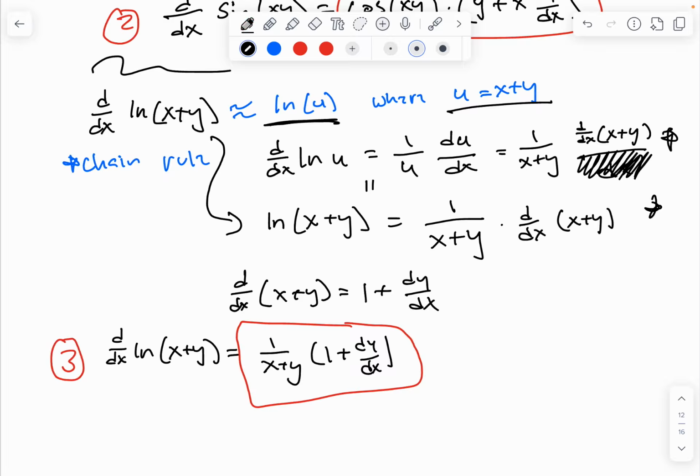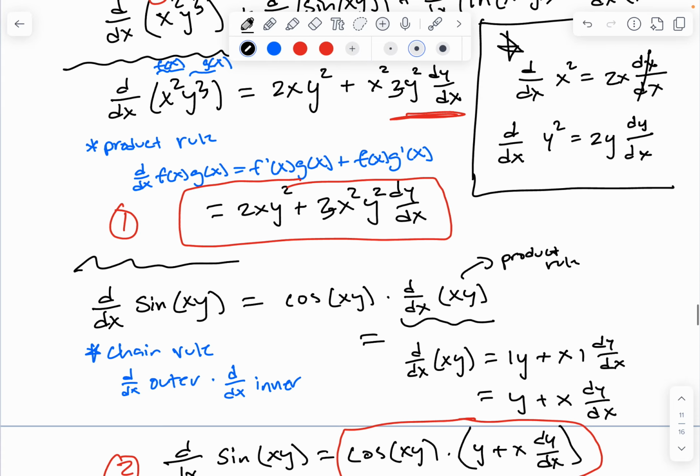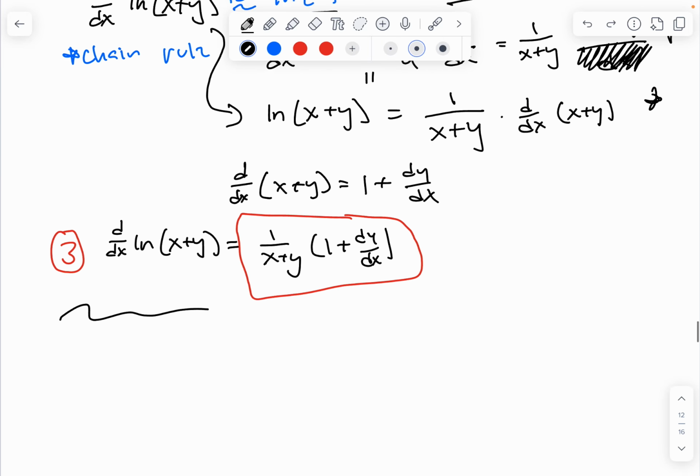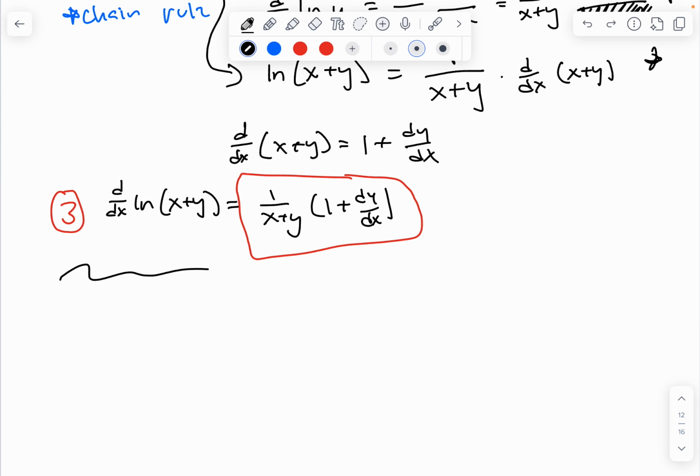So now let's move on to the right side of the problem, the derivative of y squared plus x. So this one should hopefully be a bit easier. d dx of y squared plus x.